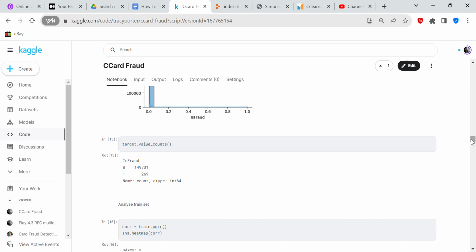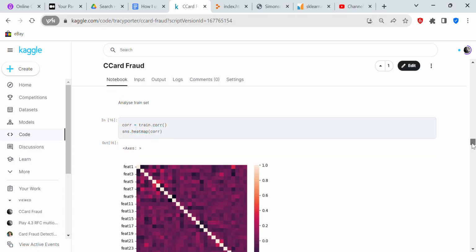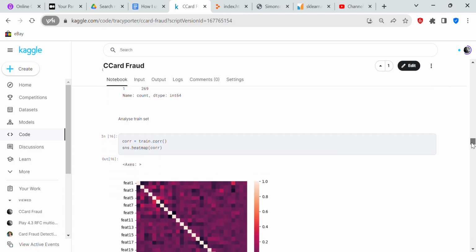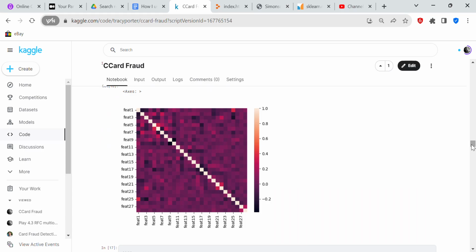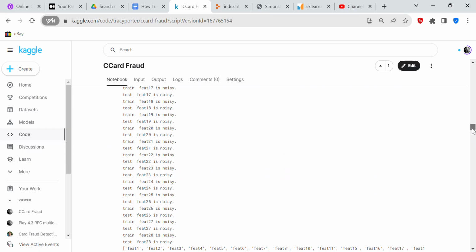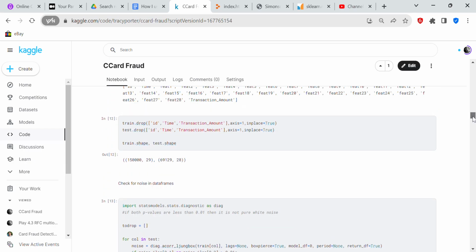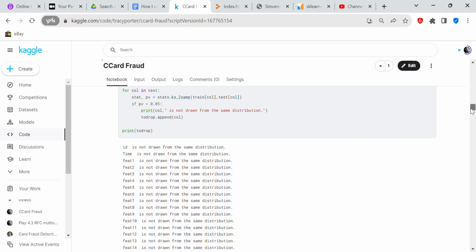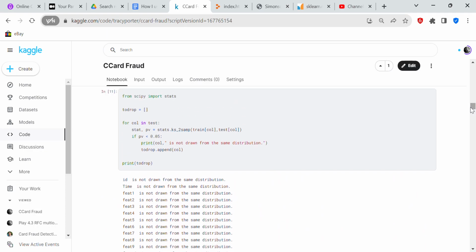And then I also did over here a heat map, to see how highly correlated the columns were. I did a Kolmogorov-Smirnov test to see if the train and test set were not from the same distribution, and I found out that the train and test set are not from the same distribution. So that is one of the problems that caused my accuracy not to be very high.